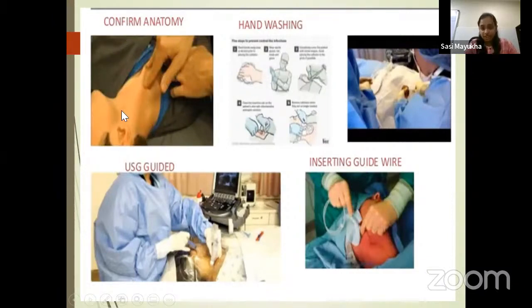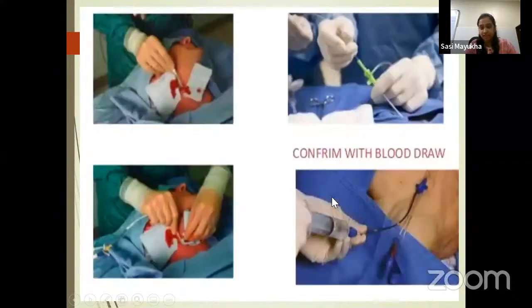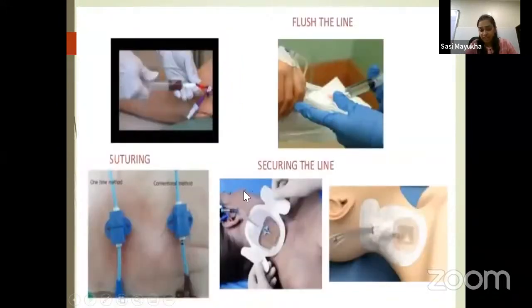So this is again a recap of what we have been talking about. First confirm the anatomy, after which use an ultrasound probe to see the location. Then, with the ultrasound, puncture the vein. Then the guide wire has to be inserted. After the guide wire is inserted, use a dilator to dilate. Remove the dilator, place the catheter, aspirate and see if there is blood flow in all three sides. After which it has to be capped and a sterile dressing has to be placed.